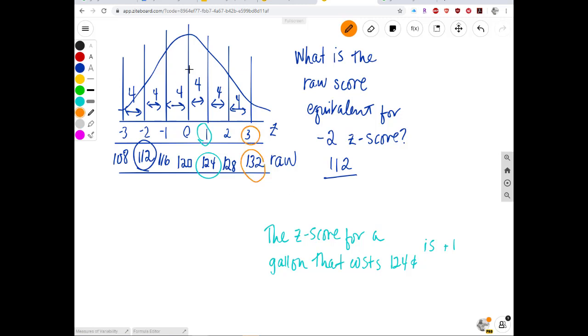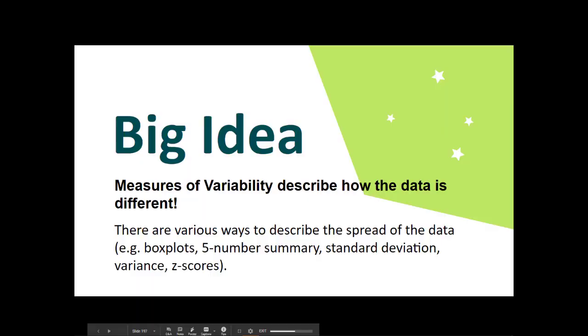Okay, so once you set this up, you have a very clear understanding of what's happening with the anchor z-scores. So what's the big idea? Today's big idea is that measures of variability describe how the data is different. There's lots of different ways to describe the spread of the data, the variability, its differences. Ideas that describe how the data is different are things like box plots, 5-number summary, interquartile range, standard deviation, variance, and z-scores. Study hard because I know you're going to do great on this test.